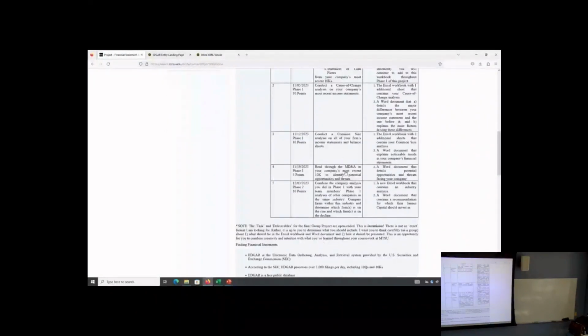All right, so this is going to reflect the last step on your individual section of your project. So read through your company's MD&A. Keep in mind there are the boilerplate disclaimers that companies are going to make, and then there's the more materially relevant information that they're going to be including.